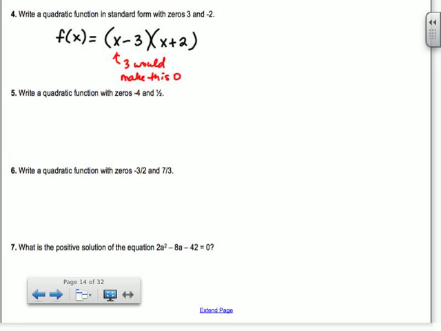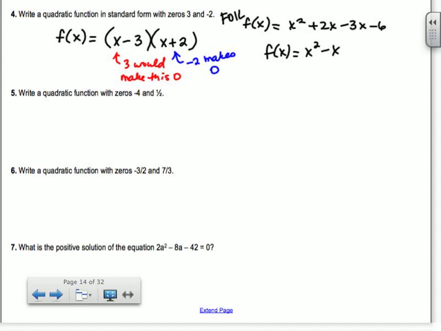Okay. So when I multiply out my function, we're going to FOIL. Negative 2 makes 0. All right, so when I multiply it out, I'm going to FOIL. x times x is x squared. My outer is plus 2x. My inner is minus 3x. And my last is minus 6. So my function is x squared minus x minus 6. Okay, that is a function that has 3 and negative 2 as zeros. So if you plug in 3 or negative 2 into that function, you should get 0 out.